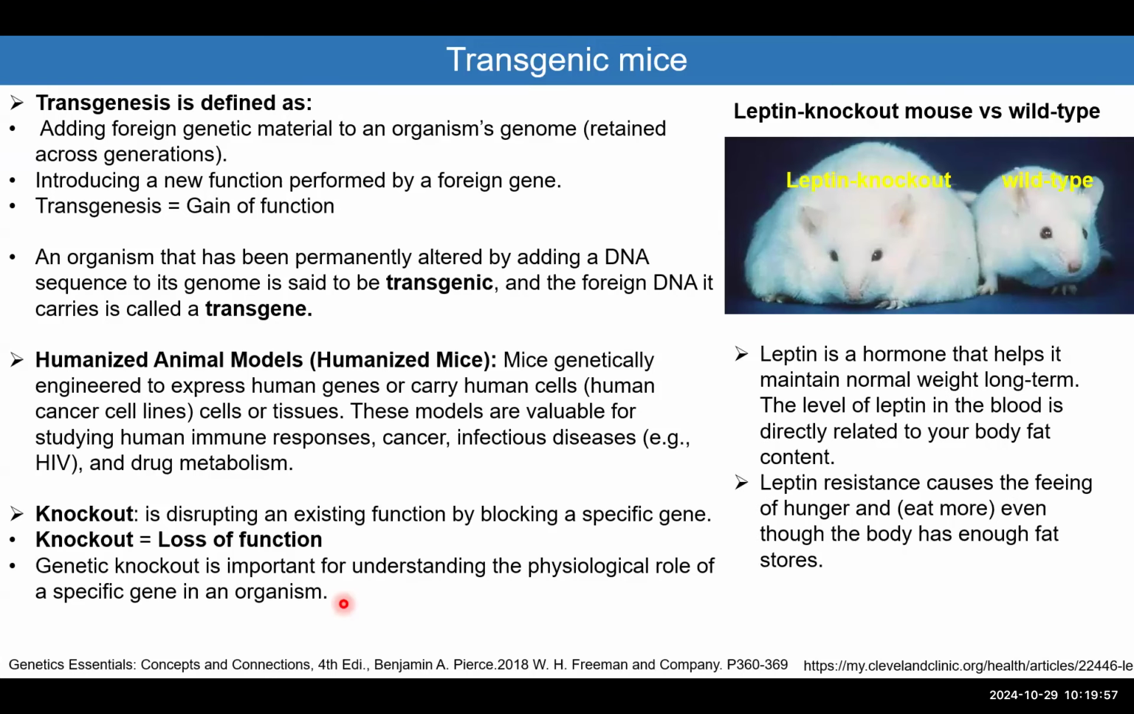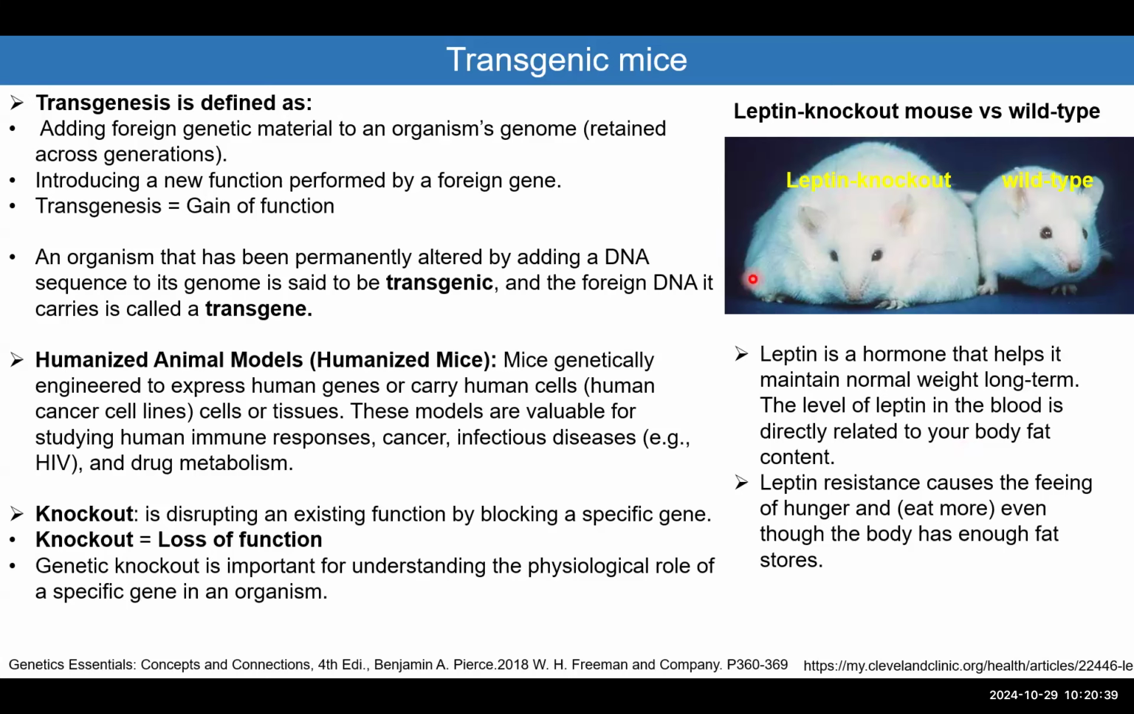Okay, one of the examples I'm showing you here is the leptin knockout mouse. And for those who don't know what leptin is, this is a hormone that helps to maintain the body weight. It does multiple functions in different tissues, but the most important of those is that the level of leptin in your body, in your blood, is directly related to the body fat content. In other words, if you lose leptin, or in general, if there is any compromised function of leptin, the body fat content increases.